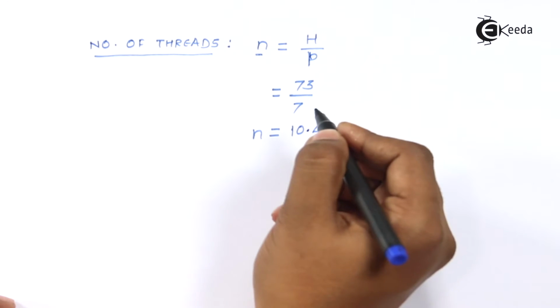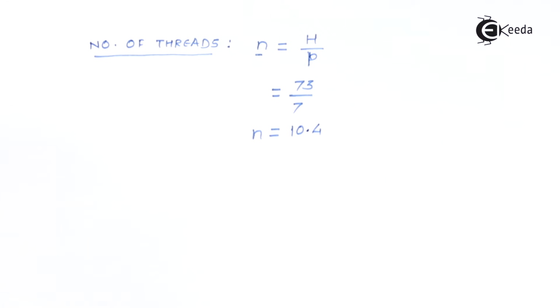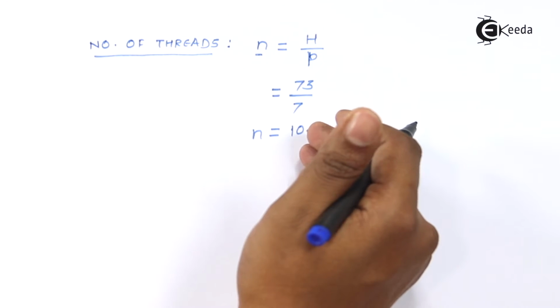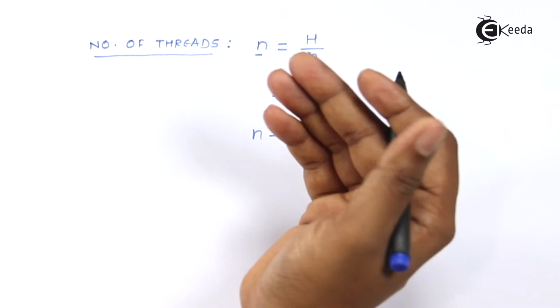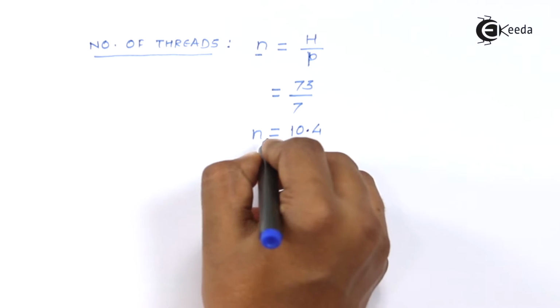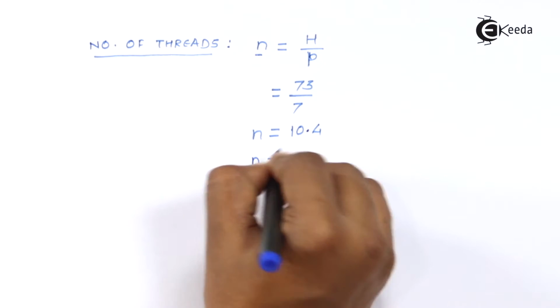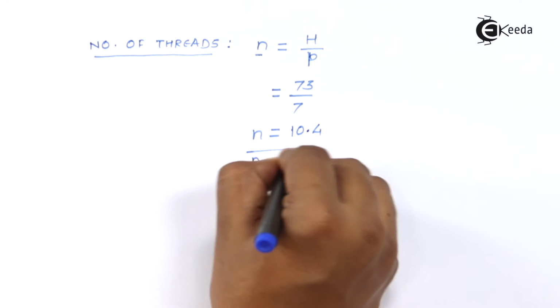10.4. Now, of course, we know that a number of threads can't be a fraction, so you have to go for the betterment of this, or a preferred series for this. So the preferred series for the number of threads can be the next value or can be a standard value. So let us take n is equal to 11.